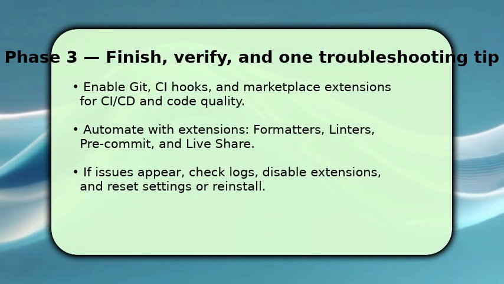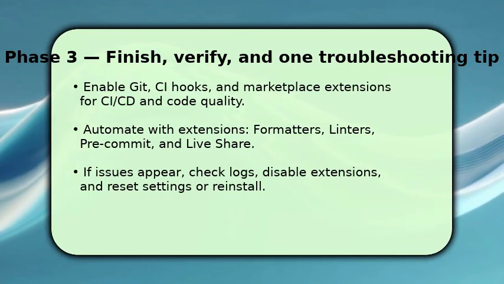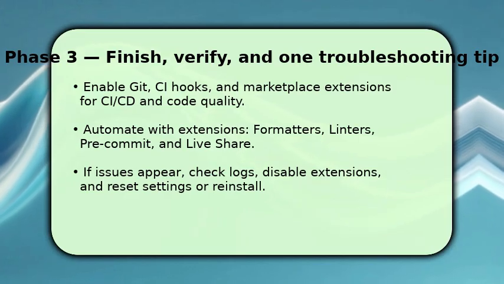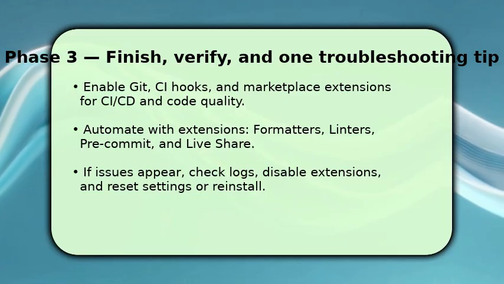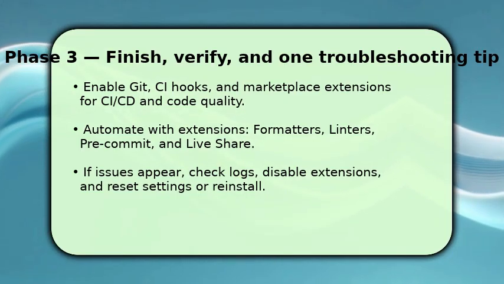Finally, integrate your editor with source control and automation. Enable Git, add CI hooks, and install marketplace tools for code quality. Automate formatting and linting via formatters and pre-commit hooks so code stays consistent. Use LiveShare for pair programming and the integrated terminal for CI commands.